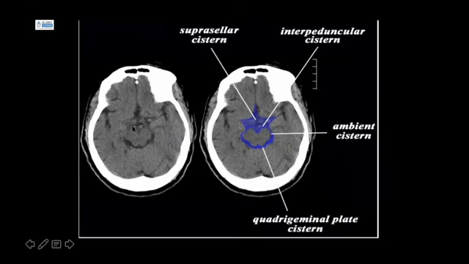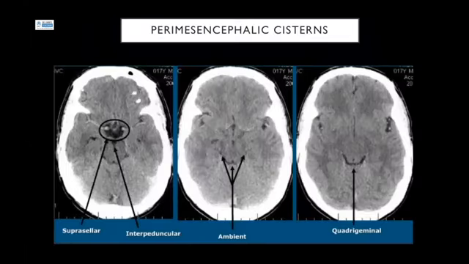So we can visualize the interpeduncular cistern, the ambient cistern flowing around the side, and then the quadrigeminal cistern lies here posteriorly. So it's highlighted here, nice star shape, interpeduncular cistern, ambient cisterns flowing gently around the side and then into the quadrigeminal plate cistern. So these cisterns are grouped together, known as the perimesencephalic cisterns.